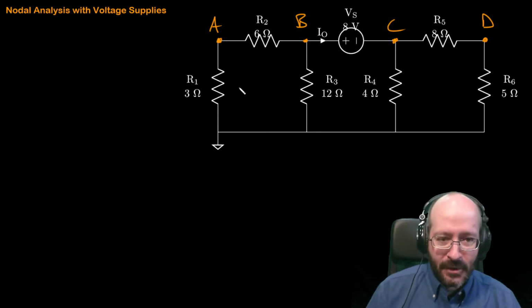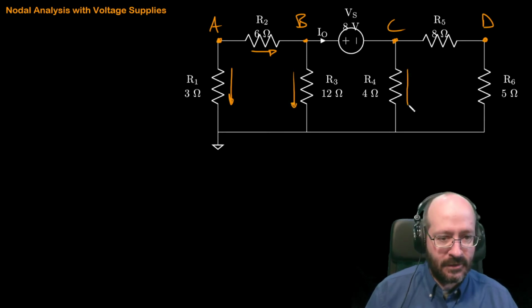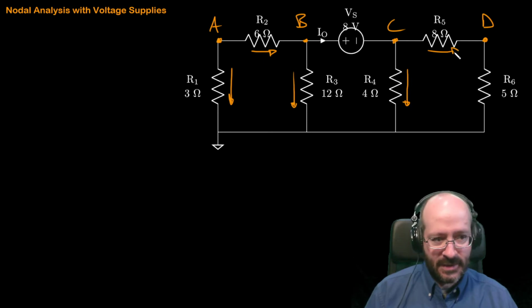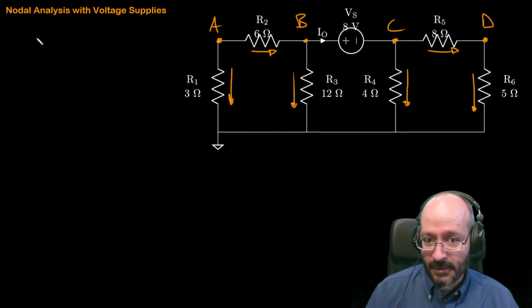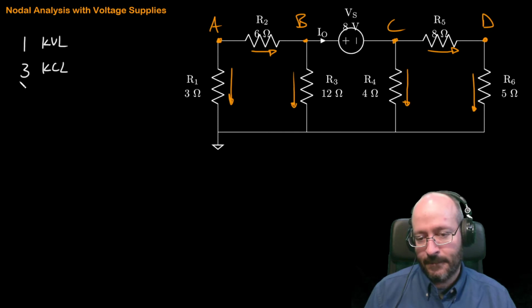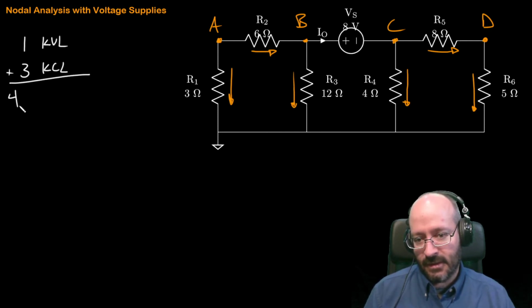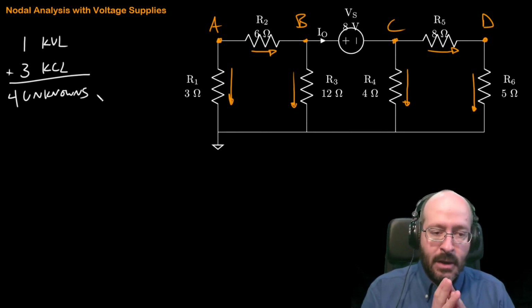Anyhow, all right, so we started out the same way, but we've got to recognize that we've got a voltage supply, and that's going to cause us to write a KVL just like it did in the last problem. Okay, so I'm looking at this and I'm going to say we've got 4 unknowns and 1 voltage supply. So we're going to write 1 KVL and we've got to write 3 KCLs. That's going to give us 4 equations for our 4 unknowns. We can go ahead and solve that system.